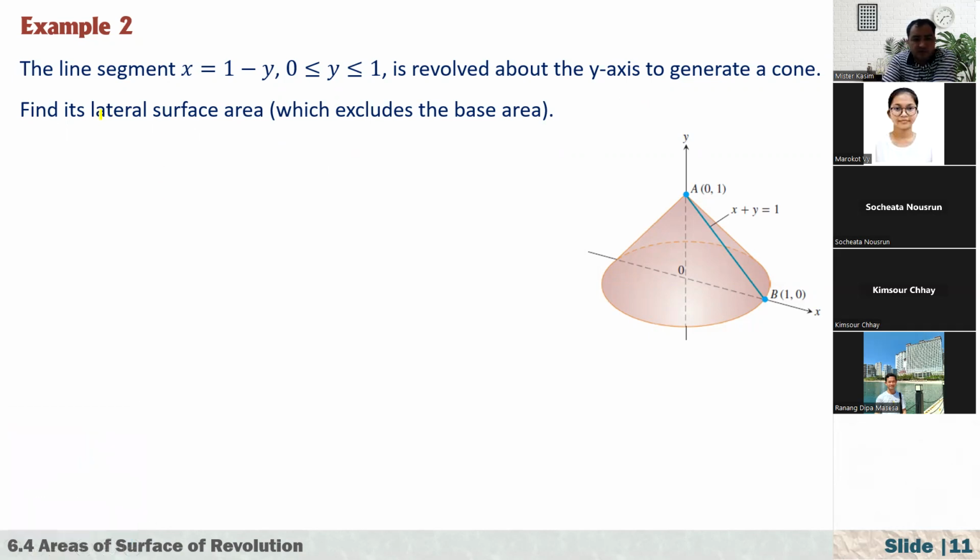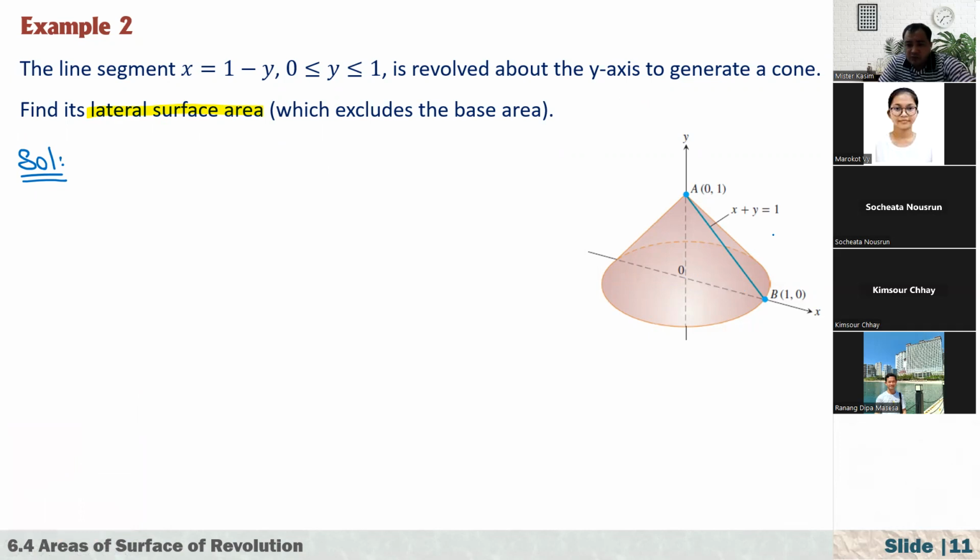So here it is asking to find the lateral surface area, which excludes the base area. If you say just surface area, usually we also include this base area. So if you see lateral surface area, that means we don't need a base, because maybe it's standing on the ground and we don't have to use any material to cover its base. That's why we need only the lateral surface area.